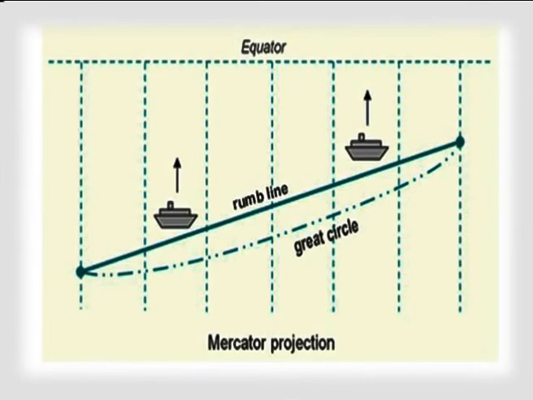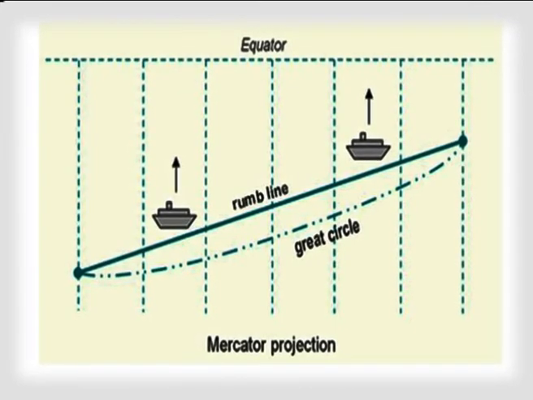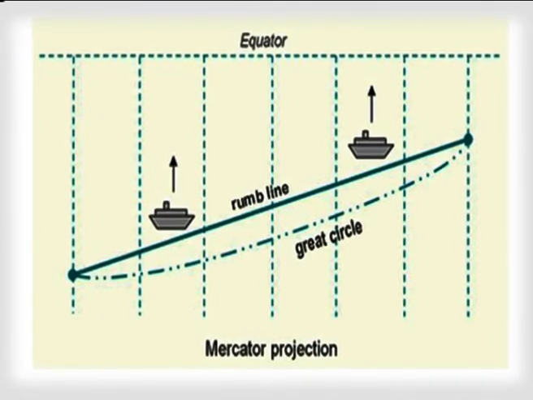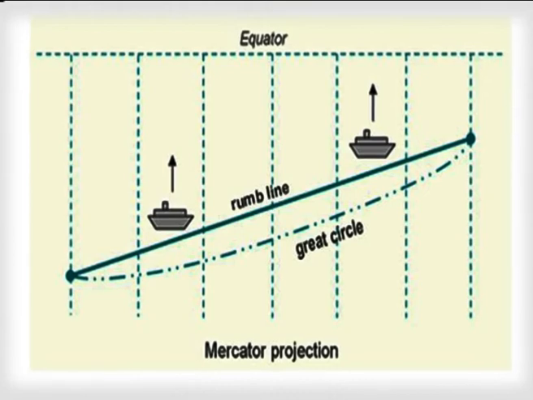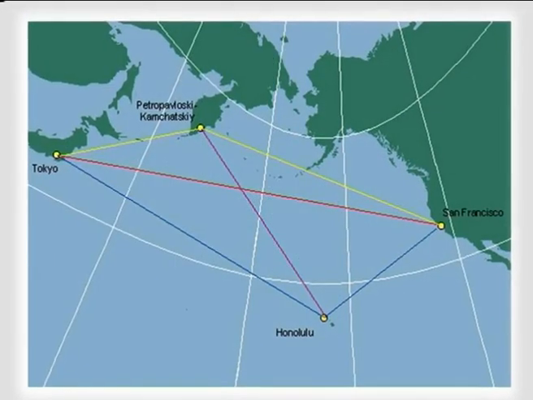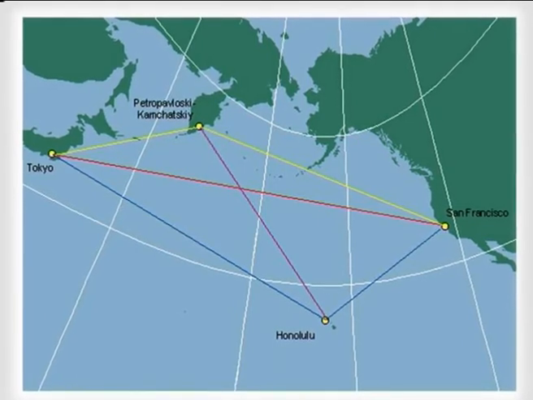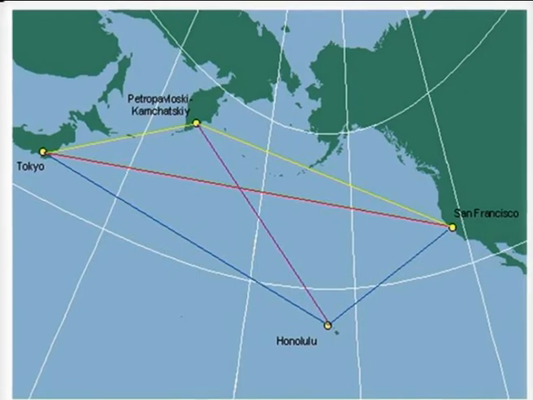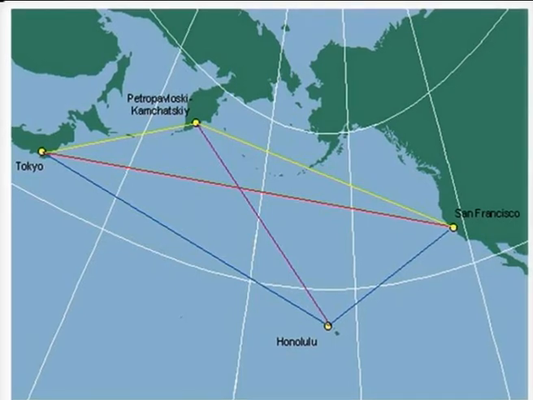The rhumb lines are shown as straight lines on the Mercator projection. The shortest distance between two points, the great circle path, is shown as a curved line. In a gnomonic projection, every straight line on the map is the shortest distance between two points. The lines do not have true scale, however.